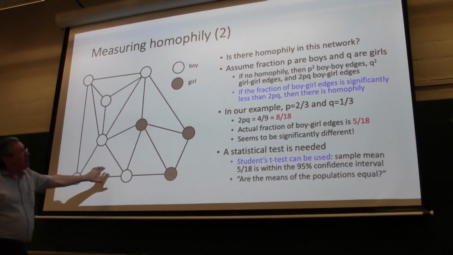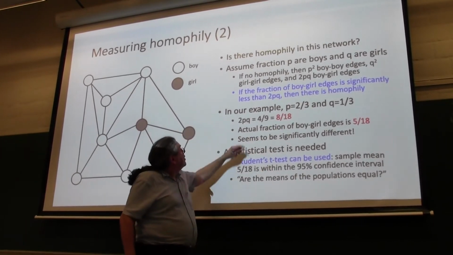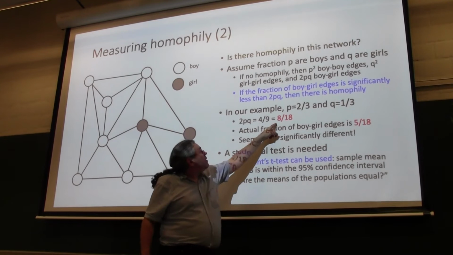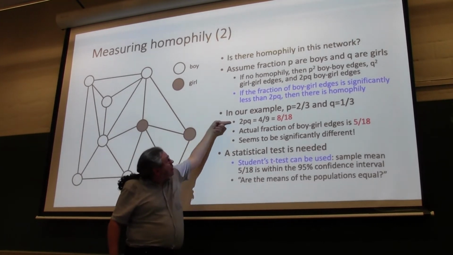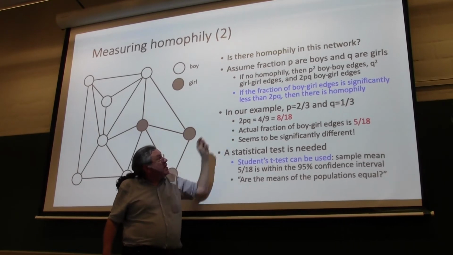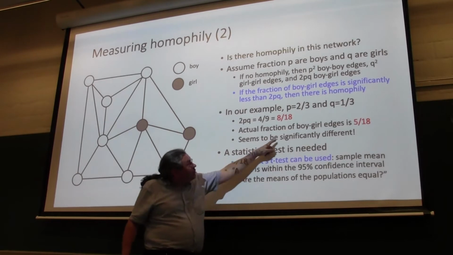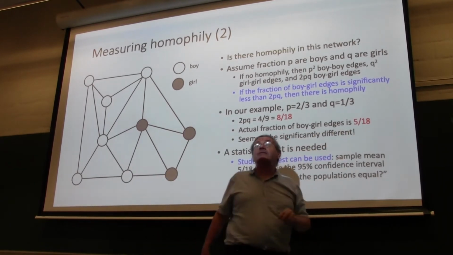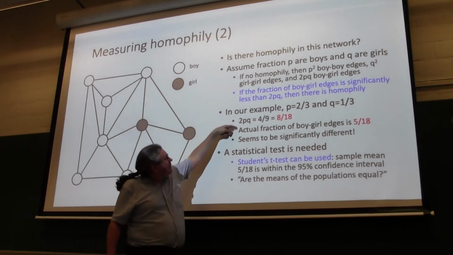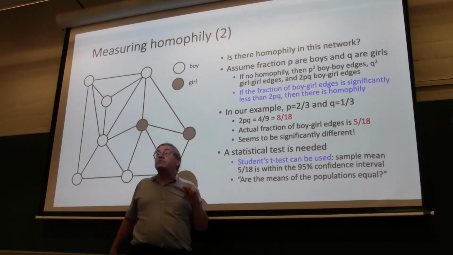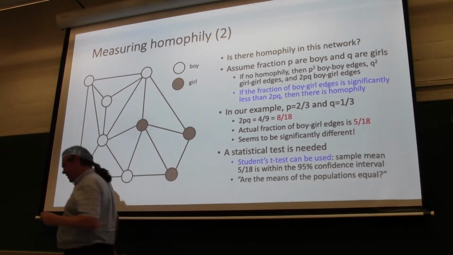So in this example, p is 2/3 and q is 1/3. 2 times pq is actually 8 over 18. So this is the fraction of boy-girl friendships there would be if there were no homophily. But the actual fraction is 5/18. It's less. Seems to be different, huh? How can you tell whether it's significant? Well, you have to do statistical tests for this.